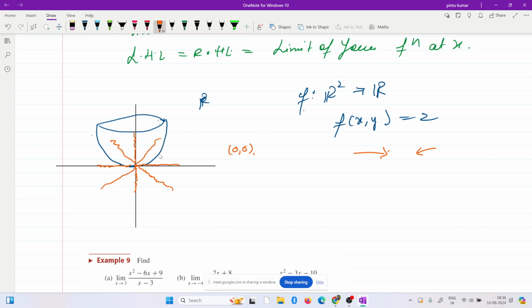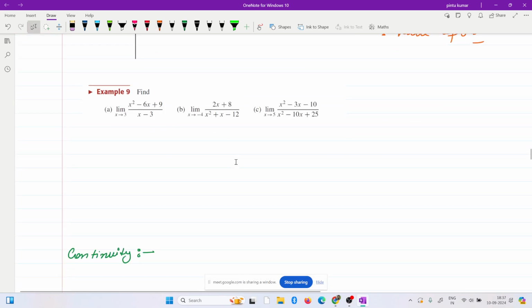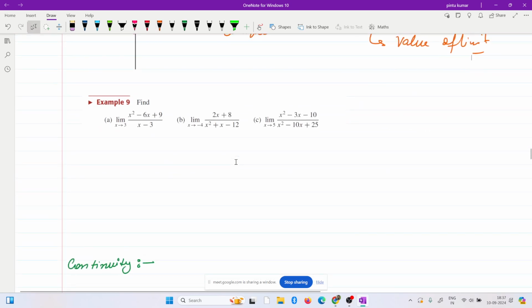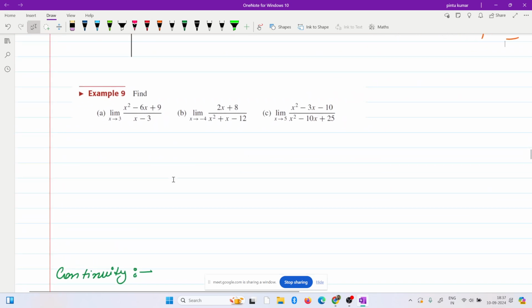And no matter what path you choose, if you get a unique limit, then only you say that the limit exists. And whatever is the unique limit that you are getting is the value of the limit. Okay. We will solve one question where we will show that the limit does not exist at 0, comma 0 in that case. Okay. So let's look at these simple examples.